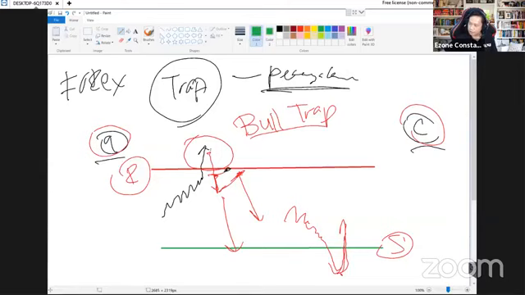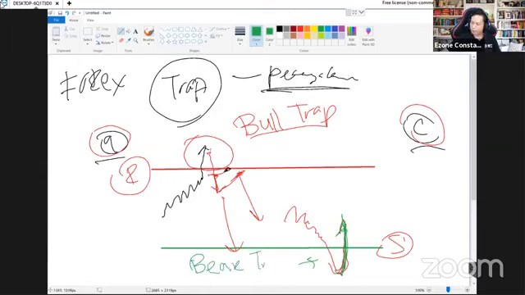Okay, I'm going to change this color to green. Okay, so the price goes back. Instead of continuing to go down, it continues to retest this zone and enters back into the support level here. So this is what we call the bear trap.